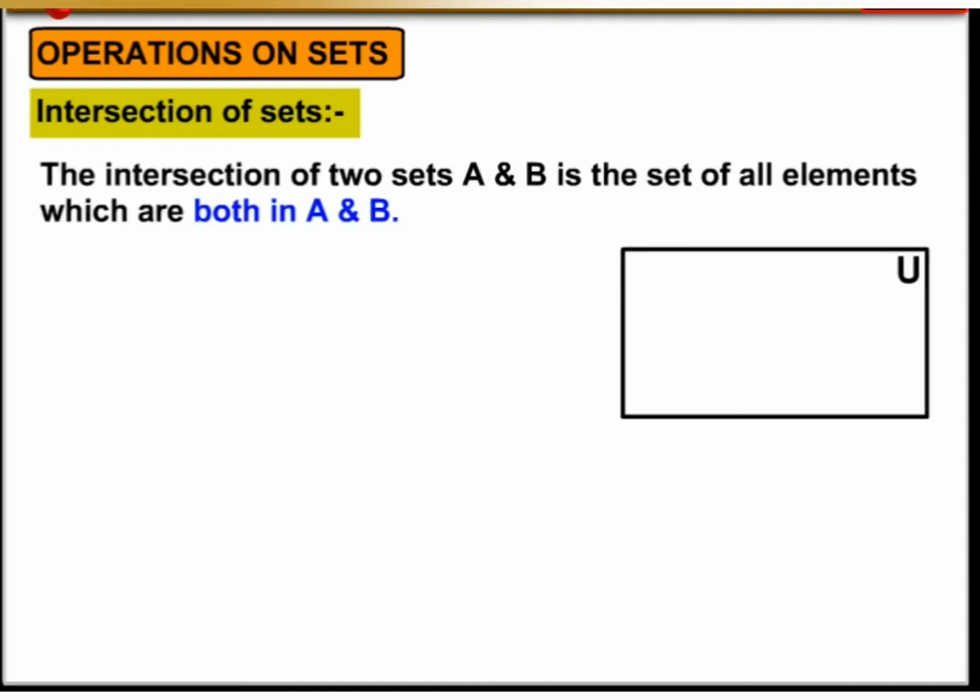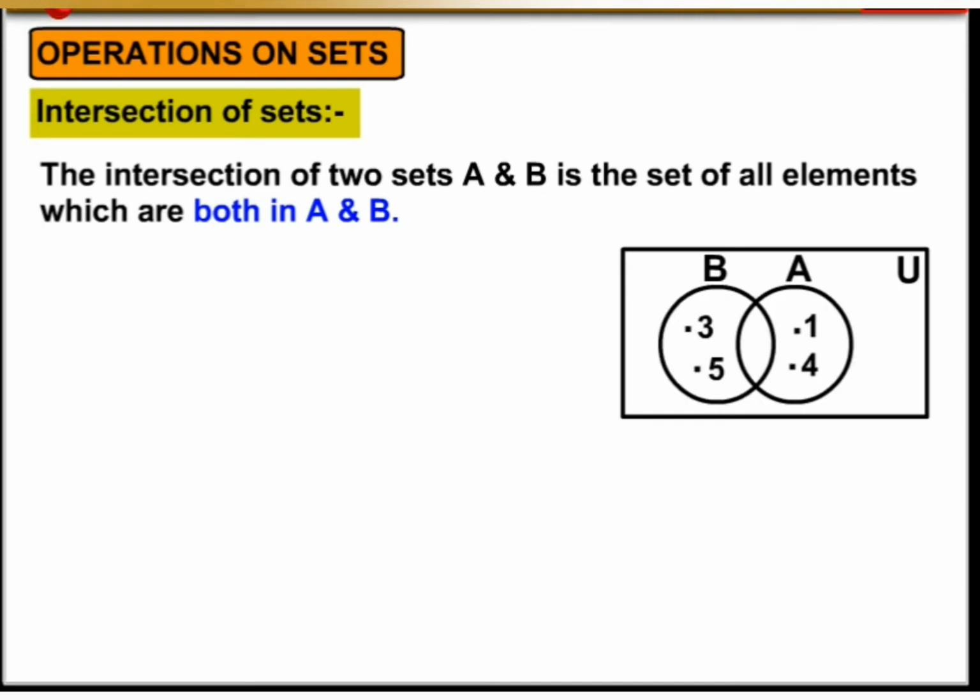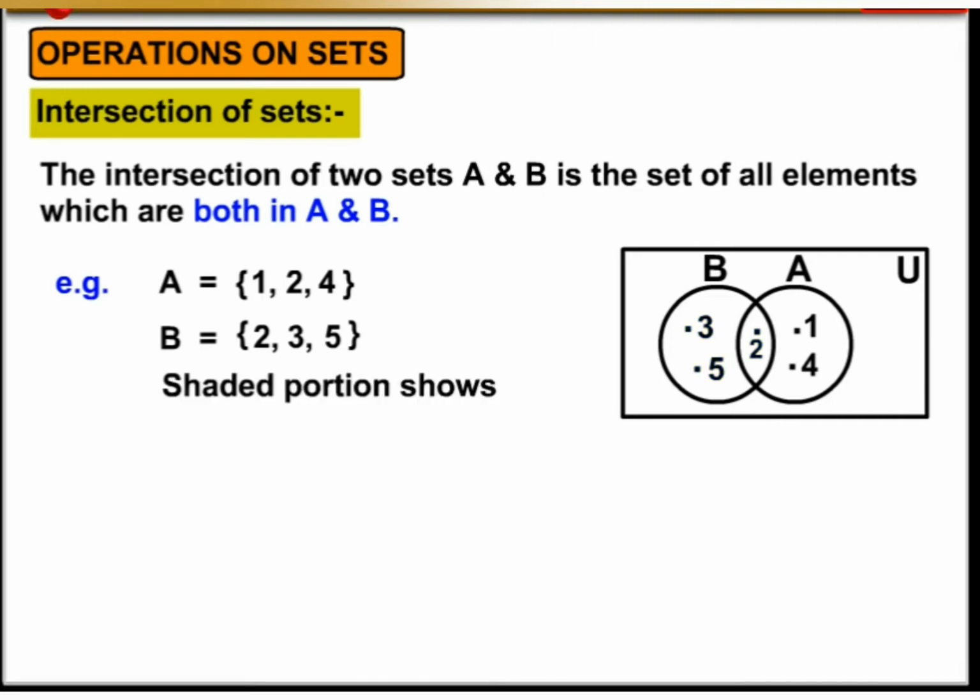Intersection of sets. The intersection of two sets A and B is the set of all elements which are both in A and B. A = {1, 2, 4}, B = {2, 3, 5}. Then the shaded portion shows A intersection B, which equals {2}. Here 2 lies in the region common to A and B.